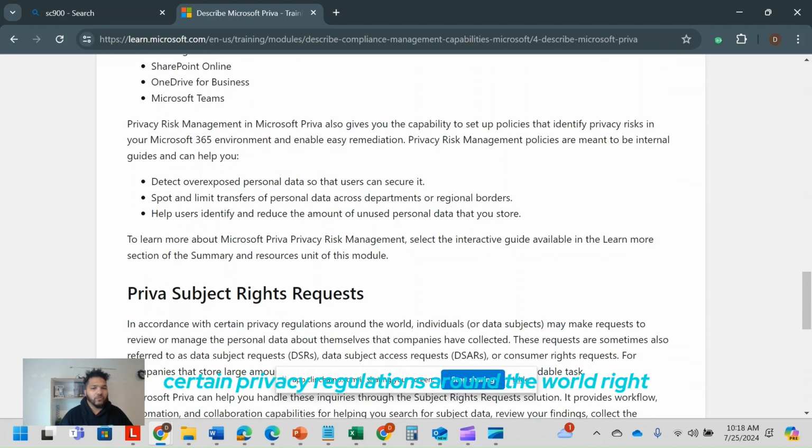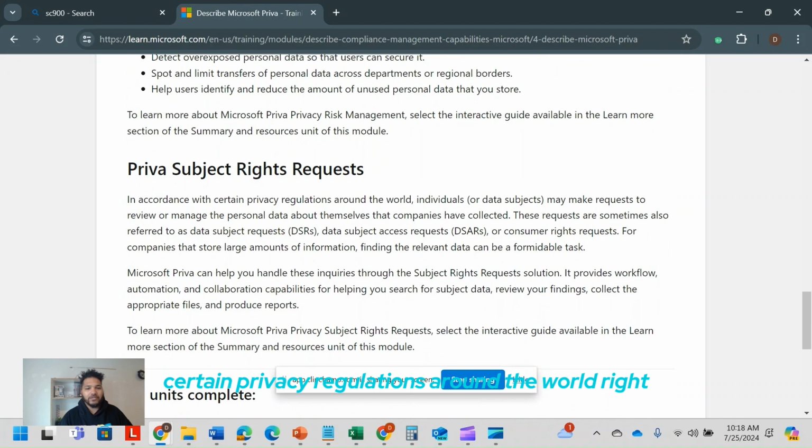In accordance with certain privacy regulations around the world, individuals, even of an organization, may make requests to review or manage their personal data that companies have collected. These requests are also sometimes referred to as data subject requests, or DSRs, or data subject access requests, DSARs, or consumer rights requests. For companies that store large amounts of information, finding the relevant data can be a formidable task. Priva can help you handle these inquiries through the subject rights request solution.